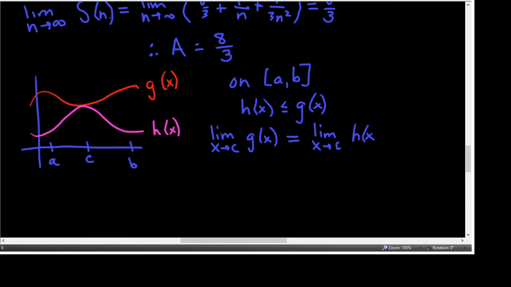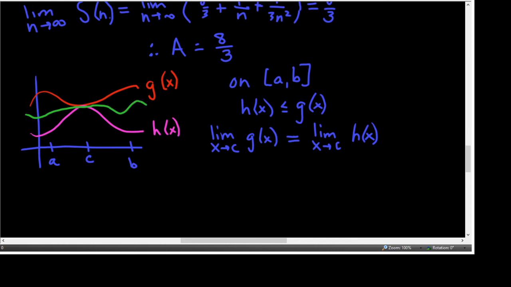For the g function and the h function, the limit as x approaches c for the g function equals the limit as x approaches c for the h function. And now, let's say that there's something we don't know much about, don't know how to do it, but we can claim for sure that at least between a and b, this other function is always between them, at least from a to b.